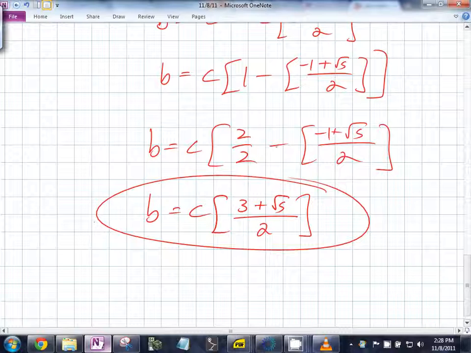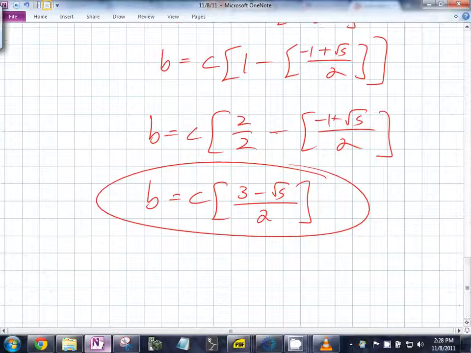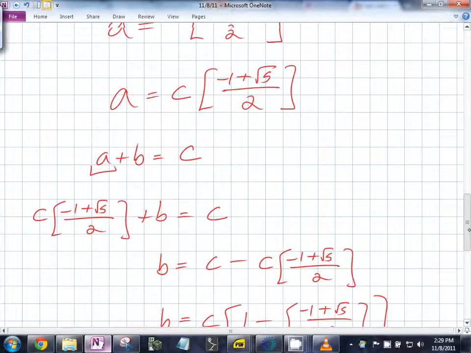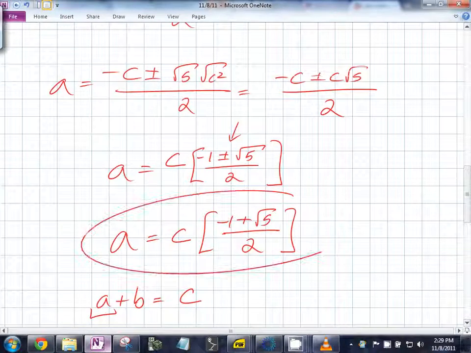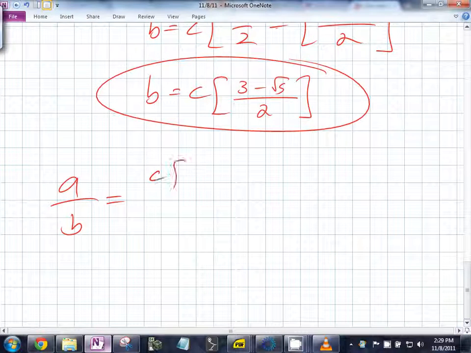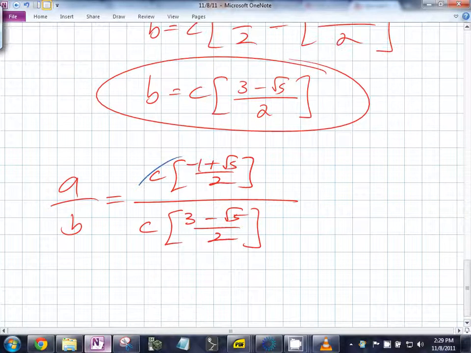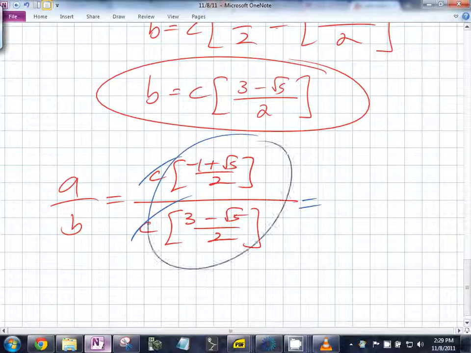Our golden ratio again was what? A over b, right? So what was a over b going to be? Well, what was a? C times negative 1 plus root 5 over 2. And what was b equal to? C times 3 minus root 5 over 2. What cancels? The c cancels, this cancels, and you're left with the same ratio. We know that simplifies because you already did that math. What is that equal to? 1 plus root 5 over 2, which is the golden ratio.